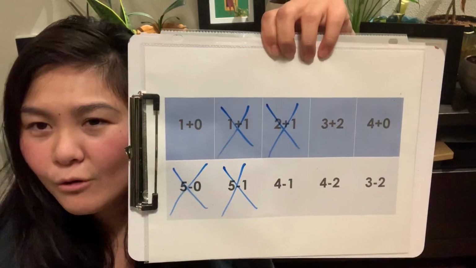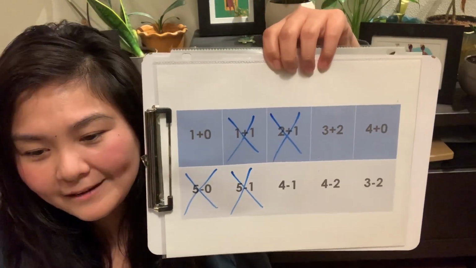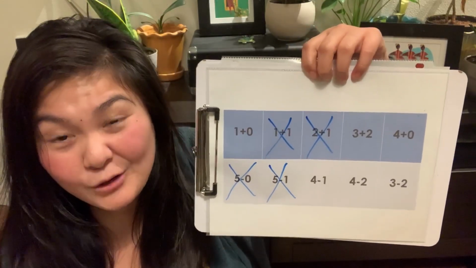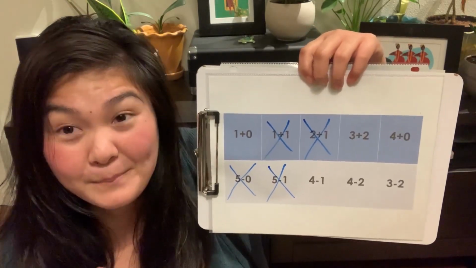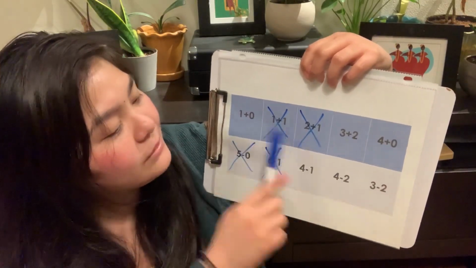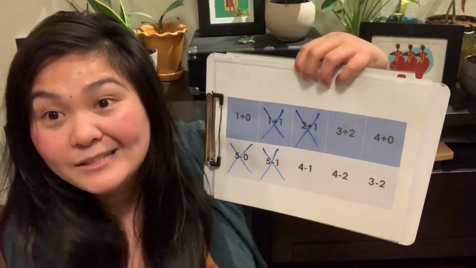So I heard no more kids came, which means that there's supposed to be more kids coming, but 0 kids came. So I'm looking for the number sentence that ends with plus 0. Oh, I see: 1 plus 0 or 1 and 0, and 4 plus 0 or 4 and 0.